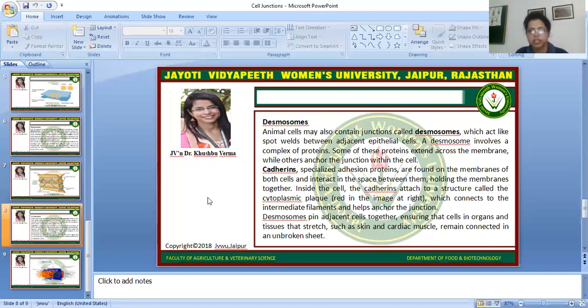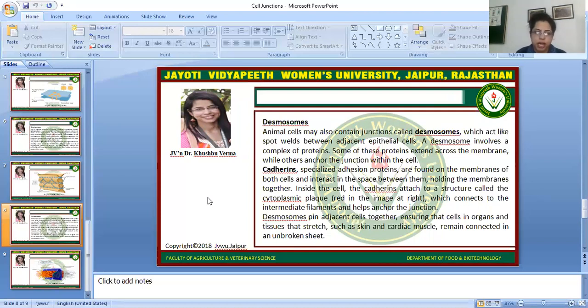Next kind of cell junction is desmosomes. Animal cells may also contain junctions called desmosomes, which act like spot welds between adjacent epithelial cells. A desmosome involves a complex of proteins. Some of these proteins extend across the membrane, while others anchor the junction within the cell. Cadherins, specialized adhesion proteins, are found on the membranes of both cells and interact in the space between them, holding the membranes together. Inside the cell, the cadherin is attached to a structure called the cytoplasmic plate, which connects to the intermediate filament and helps anchor the junction.